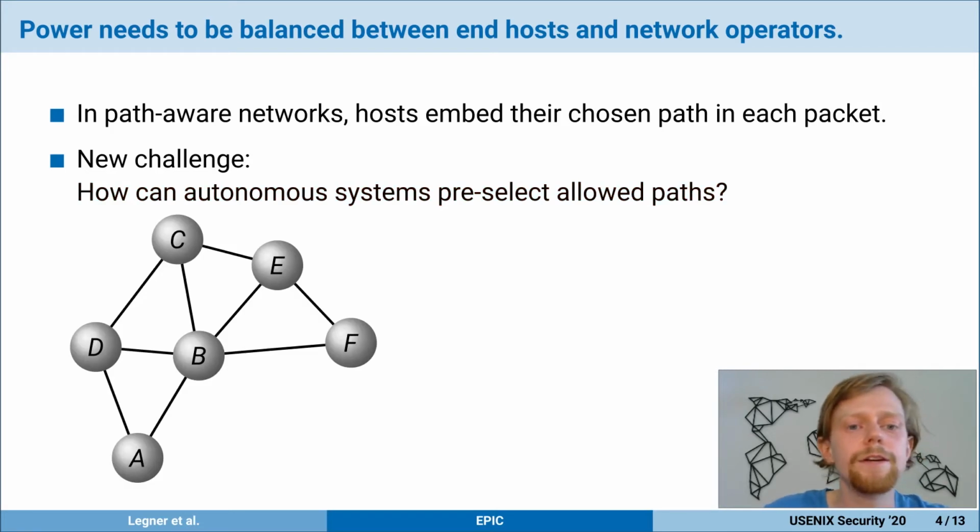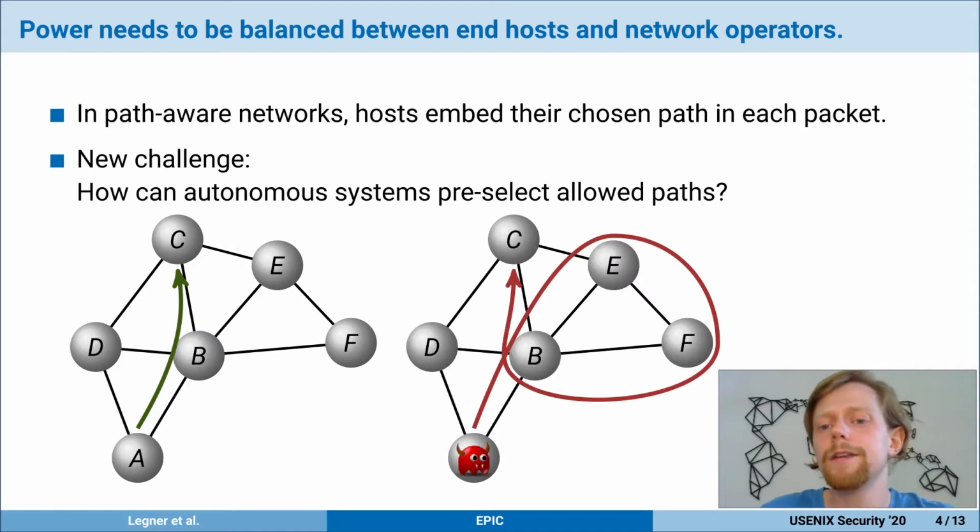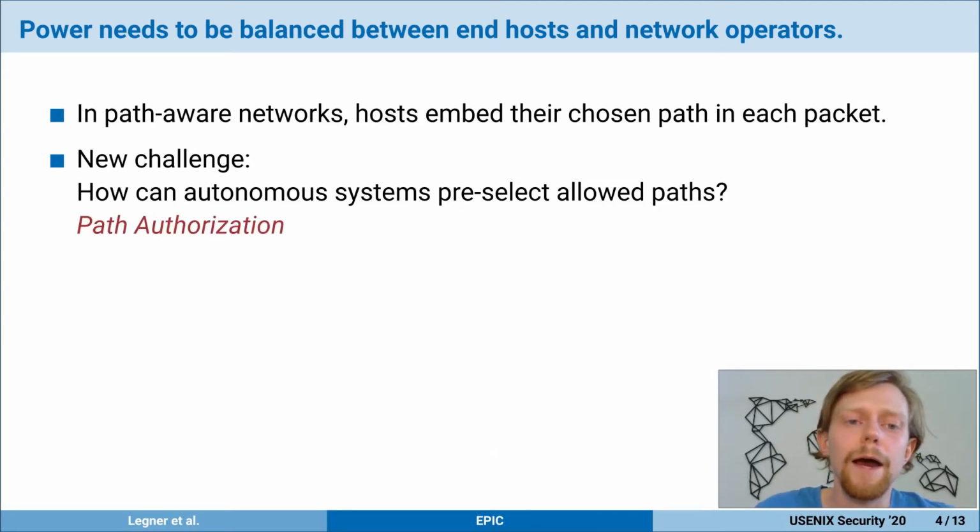For example, consider this abstract network topology where each node represents an autonomous system. A, B, and C might be quite happy to forward packets along this path that goes directly from A over B to C. However, this path is certainly not desirable. It contains a loop and it probably violates a number of policies of the on-path autonomous systems. Path authorization is then the property that end hosts are restricted to use previously authorized paths by autonomous systems.